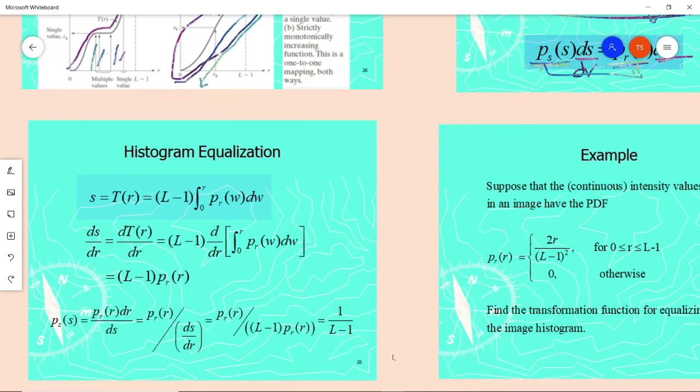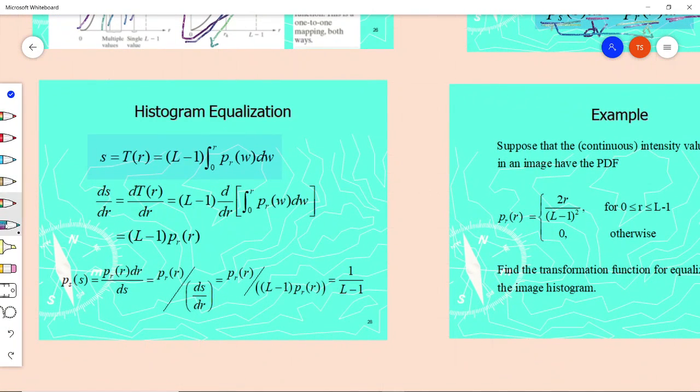With this, I already told you the integrals we are using in histogram equalization. Now we are defining the integral equation s = T(r), the transformation function, which is equivalent to (L minus 1), the maximum range, times the integral from 0 to r, the input intensity value, of p_r(w) dw. And we are differentiating this to get ds by dr.